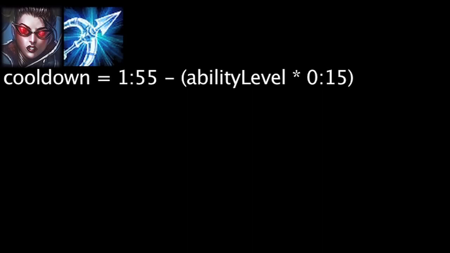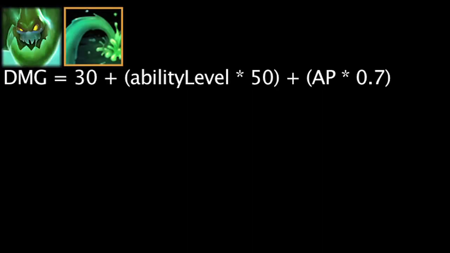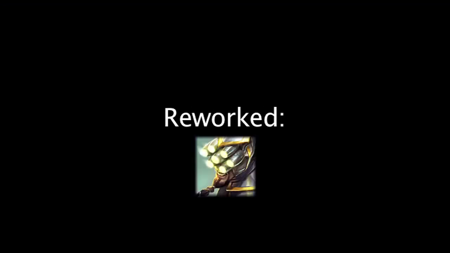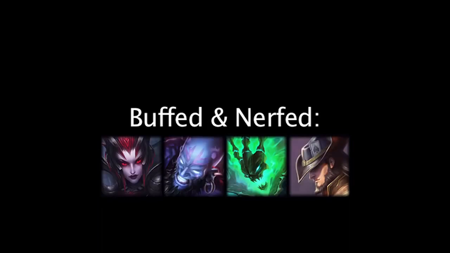Fiddlesticks's ultimate ability, Final Hour, has had his cooldown changed to 115 seconds minus 15 seconds times the ability's current level. Zac's Elastic Slingshot now deals damage equal to 40 plus the ability's current level times 30. Overall, one champion was buffed, one was reworked, four were nerfed, and four had a combination of buffs and nerfs.